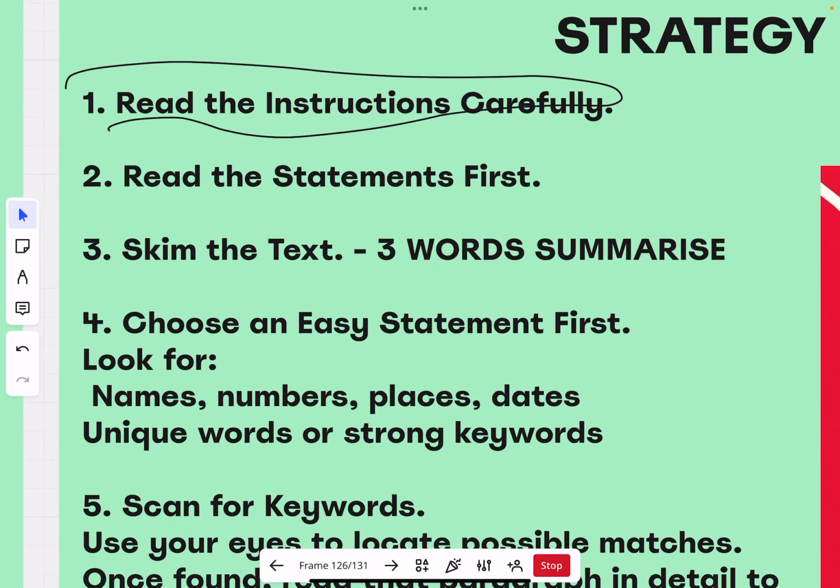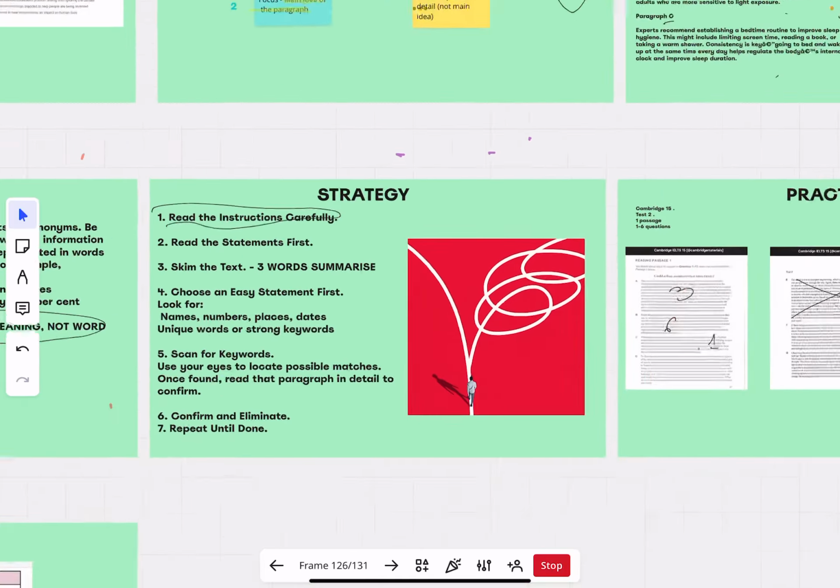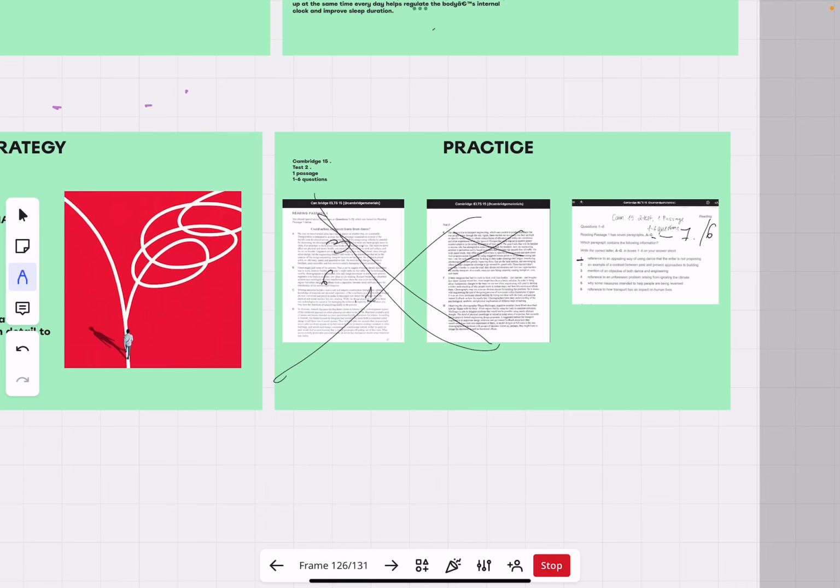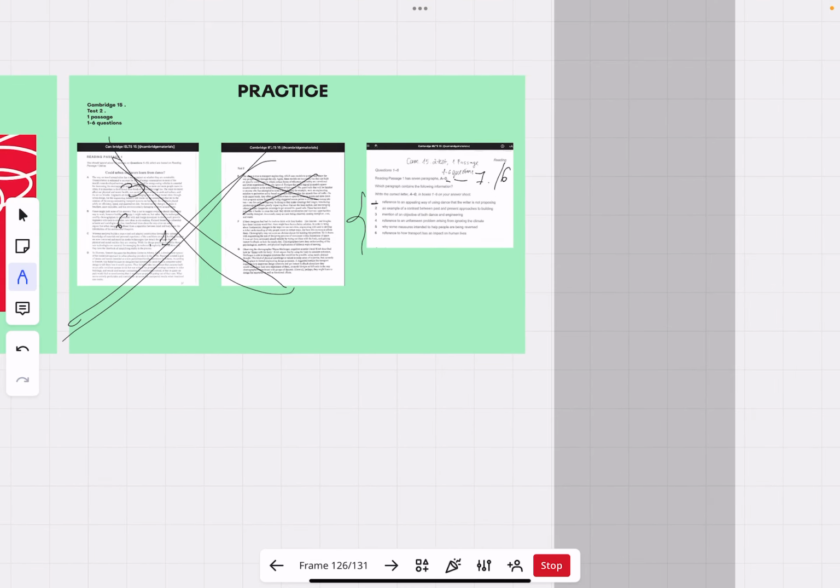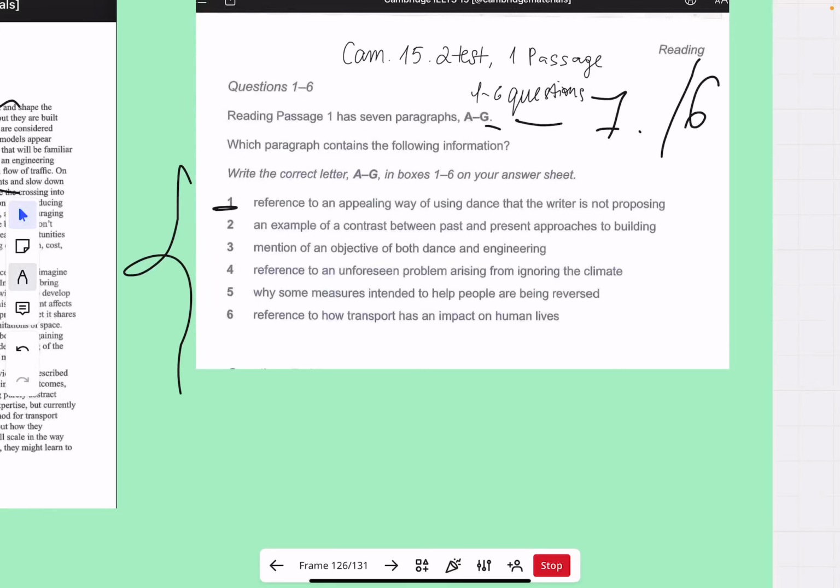Read the instructions carefully, then read the statements first. Do not read the text first. Please read these first. And as I said before, just highlight the keywords. Always highlight the keywords.